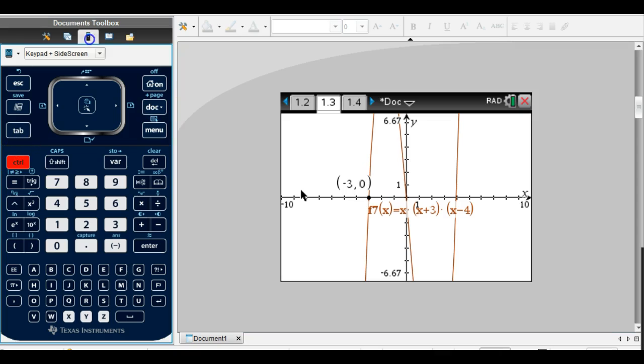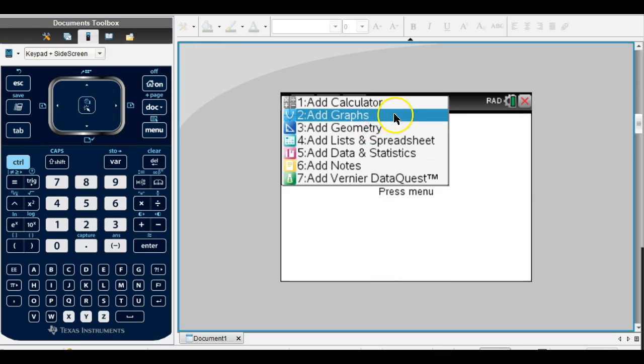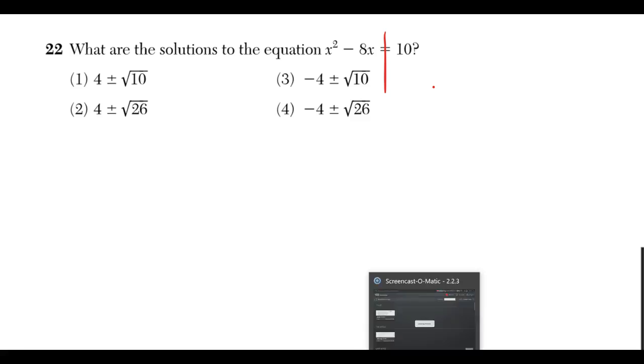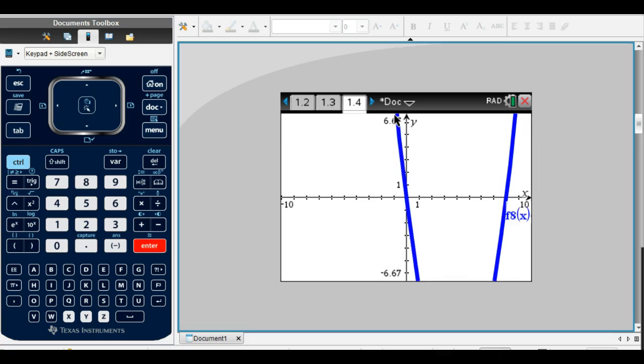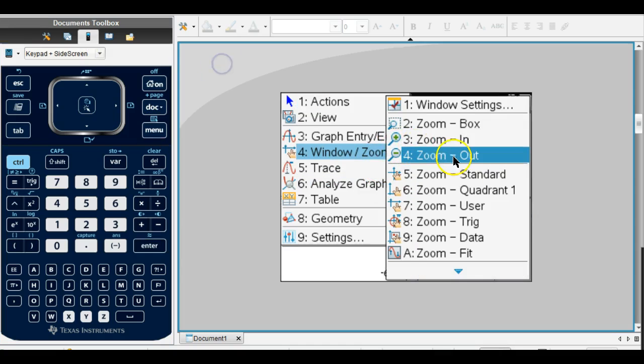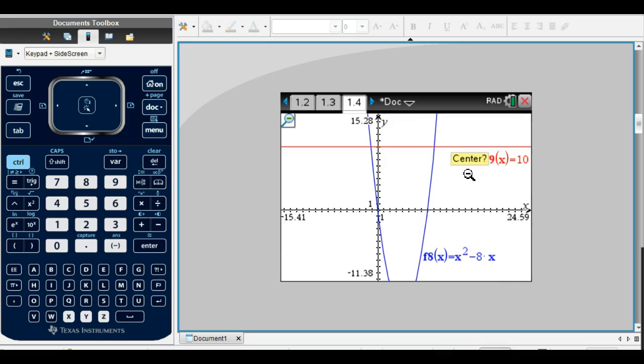So on my calculator, or on my graph page, I'm going to graph x squared minus 8x, and then I'm going to graph the line y equals 10, which doesn't show up immediately, but if I zoom out, it will show up.